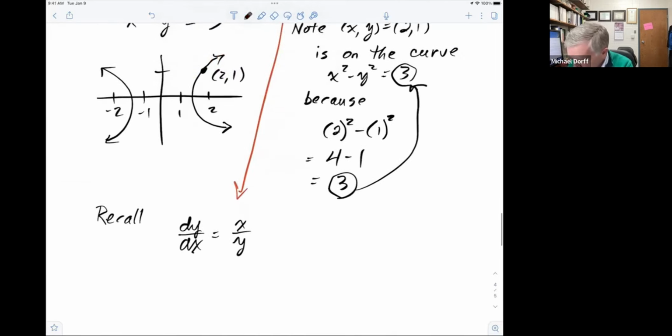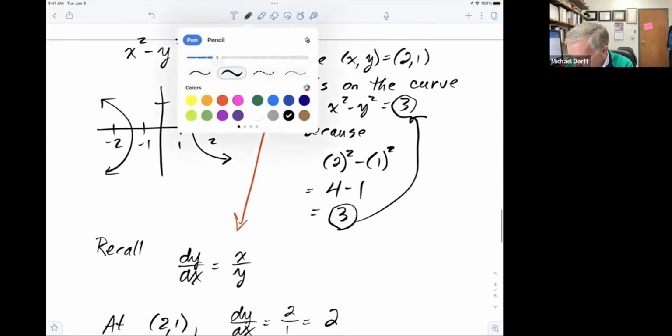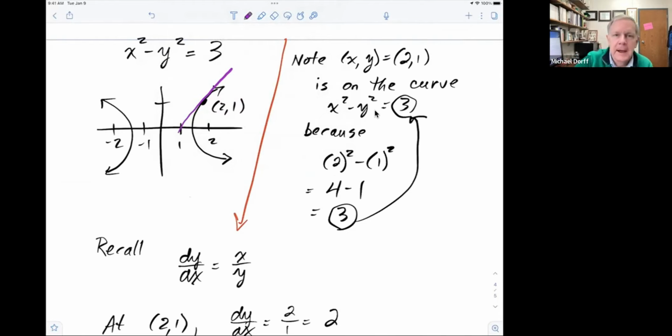So at the point (2, 1), which we said is on the curve, dy/dx is going to equal 2 over 1, or 2. And so the slope of the tangent line, which I'll do in purple here, is 2, and that looks kind of like that. We can check this on Desmos.